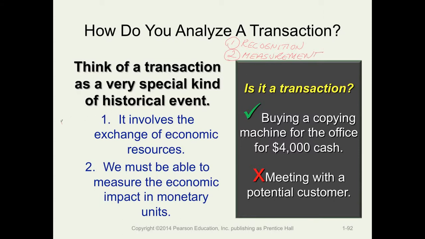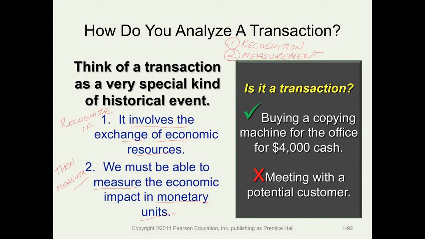So in the first case, for recognition, we recognize it if the event involves an exchange of economic resources. Then, once we get past the recognition stage, we measure. And how do we measure it? We measure it based on the monetary unit assumption, which we covered in a previous module, that tells us that economic events are only recorded if they are measurable in monetary units. And here in the US, we think of that as the US dollar.